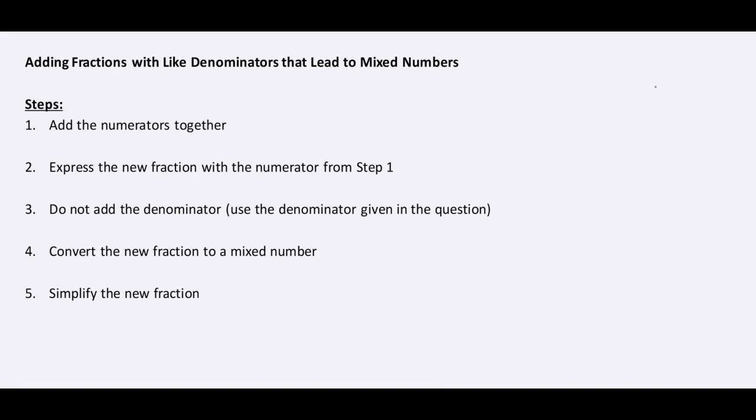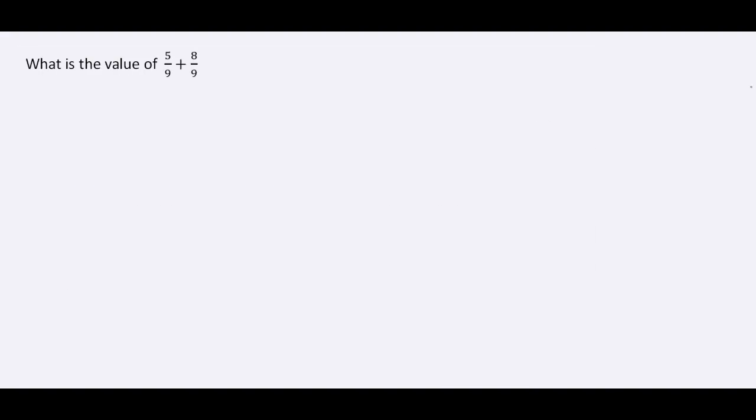So the first thing we want to do is follow the steps for actually adding fractions with like denominators. We're going to add the numerators together. We're going to look at the new fraction. Remember, do not add the denominator. And then once we're done with our addition, we're going to convert that fraction into a mixed number and we can simplify. Furthermore, we can actually simplify before we convert to a mixed number if possible. I'll show you. Either way, you end up in the same place. So let's look at some examples.